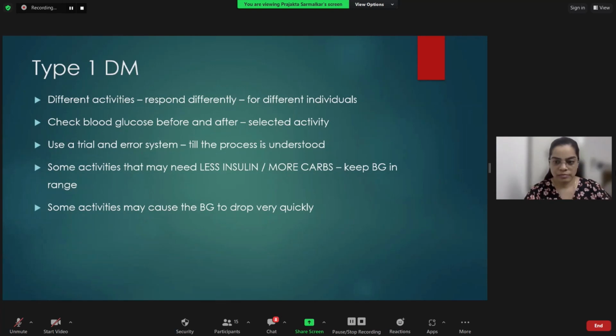Also, what we have to do is use a trial and error system. So there is no thumb rule with type 1 and exercise.